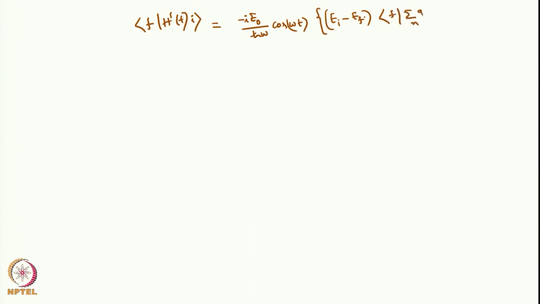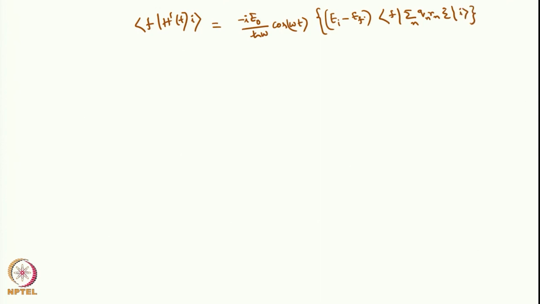So essentially your f h prime of t i can be written as minus E naught by h bar omega cos omega t into E i minus E f into integral f sigma over n q n r n epsilon divided by i.